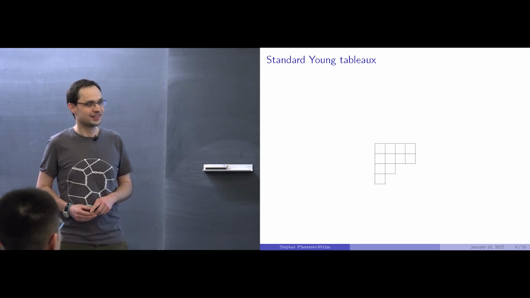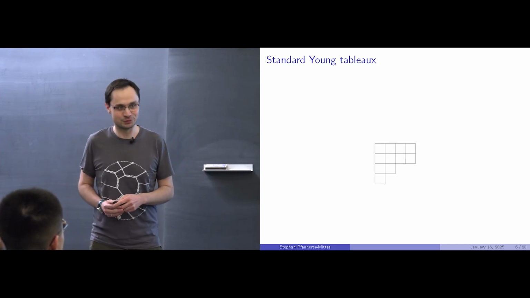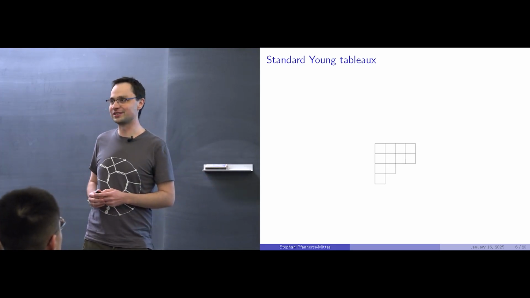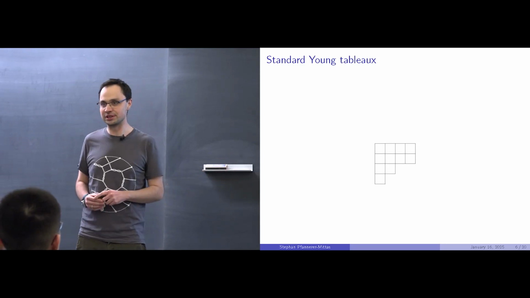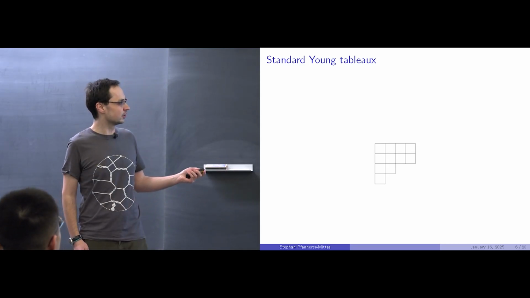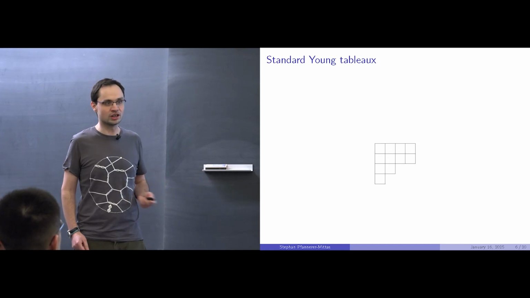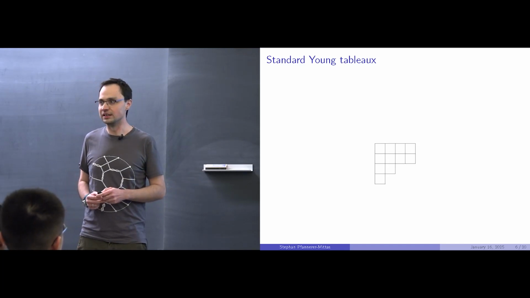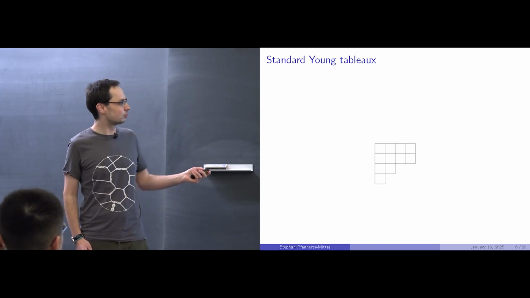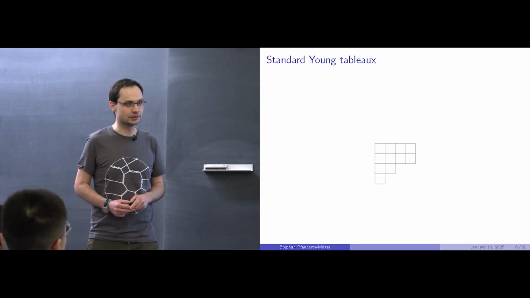Okay, another object. Besides webs, I love standard Young tableaux, and so this is not yet a standard Young tableau, this is a partition. This is the partition 4, 4, 2, 1, and I like to draw it in these Young diagrams where the number of boxes in my rows is weakly decreasing and all my boxes are left justified.